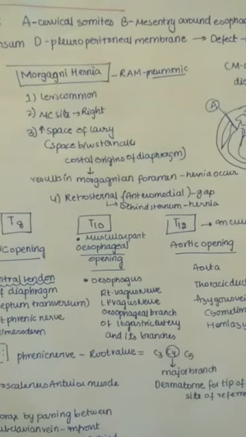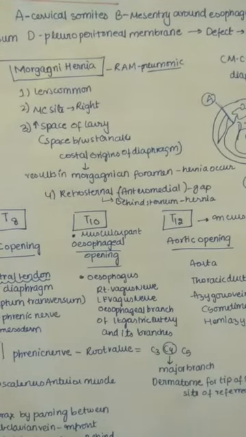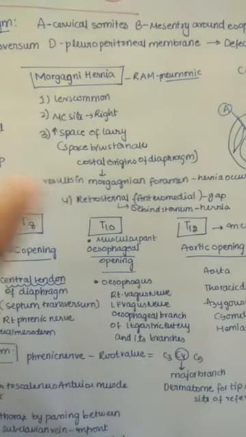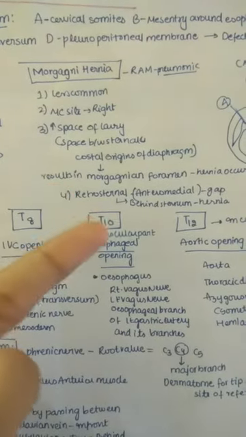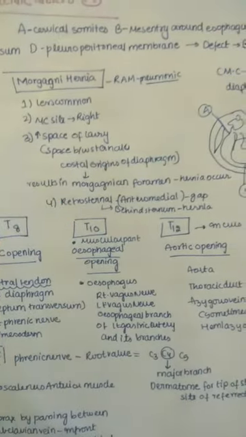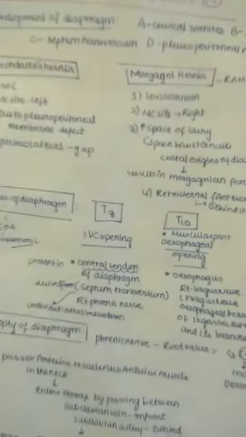So the retrosternal anteromedial gap is behind the sternum. So this RAM means R is on the right side, A is anteromedial side. So this is the mnemonic for Morgagni hernia. But the most common hernia is the Bochdalek hernia.